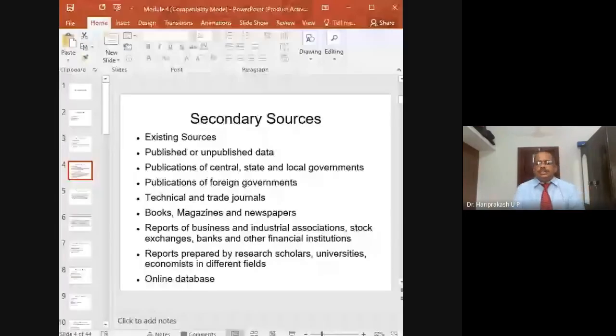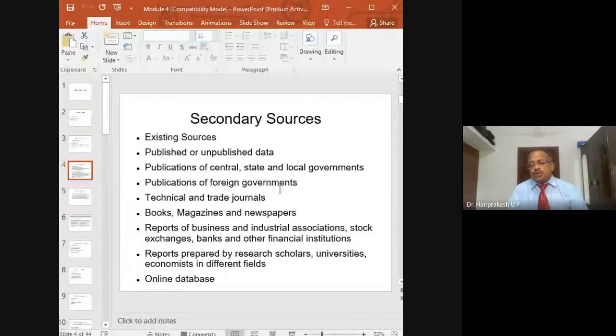Associations, as I said, maybe it is a manufacturing industry or a particular industry, sugar industry, cotton industry, right? Like that. Each of these industries has its own associations and they keep on publishing every year, periodically, the data related to their industry. Stock exchange, stock market, banks, financial institutions, they have to publish data related to their area.